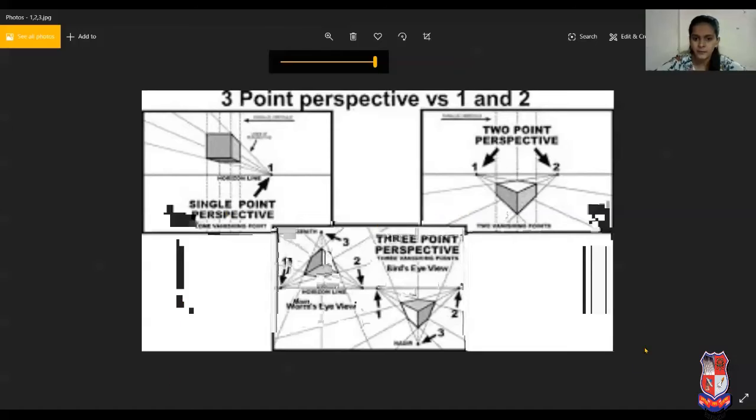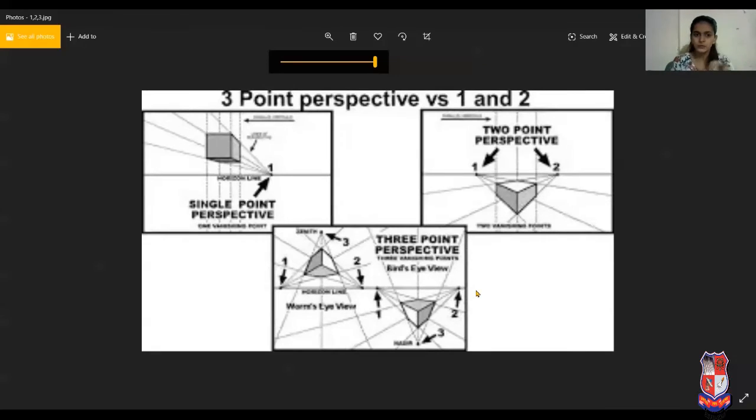Look at the bottom figure. It's a worm's eye view and a bird's eye view. The worm is at ground level looking at an object that is far above, and the bird is looking downward. So it's a worm's eye view and bird's eye view. And in both the eye views, there are three vanishing points. So it's a 3-point perspective view. This is the main basic difference between 1-point, 2-point and 3-point perspective.